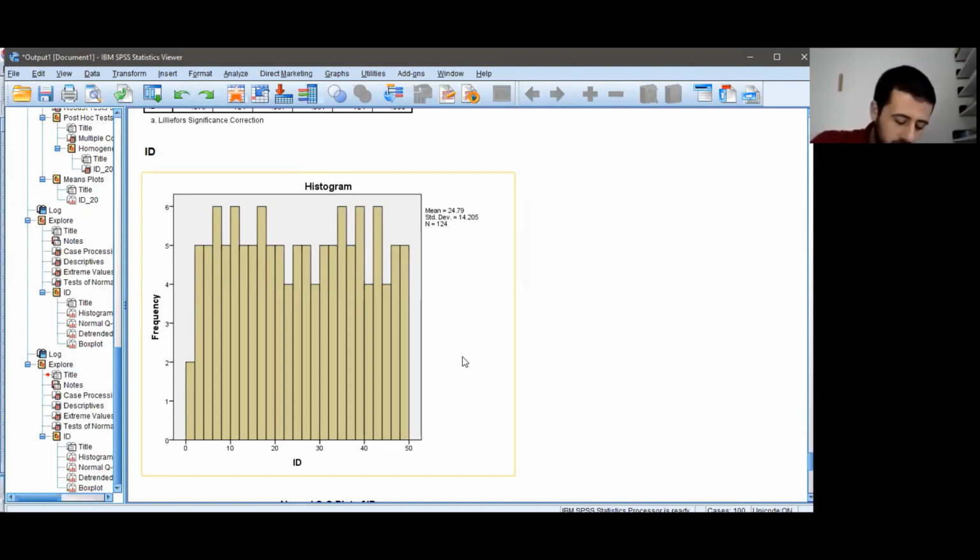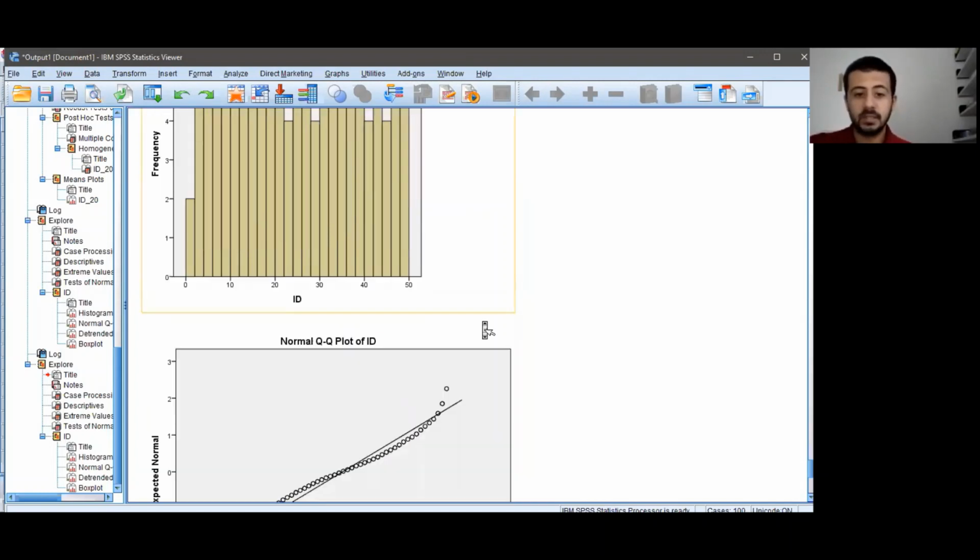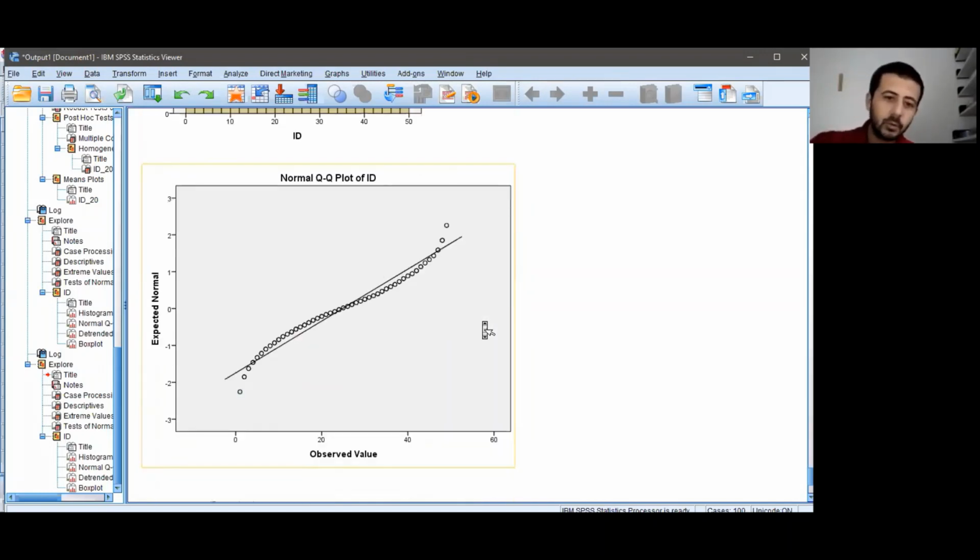Do you agree? Or lower than 0? Yes. Okay, we will try to make it normal after a while, and it is important to see normal data. Okay, let's look at this.